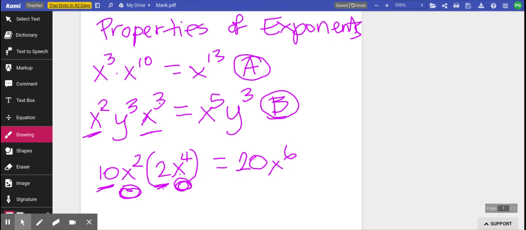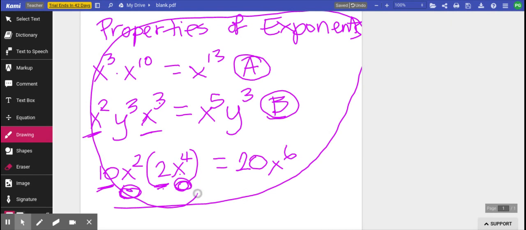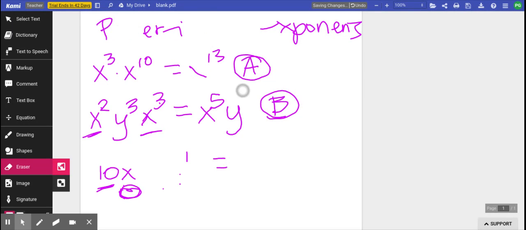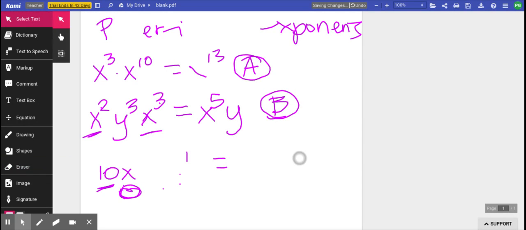Now, the reason for doing this is because of the definition. What is an exponent anyway?